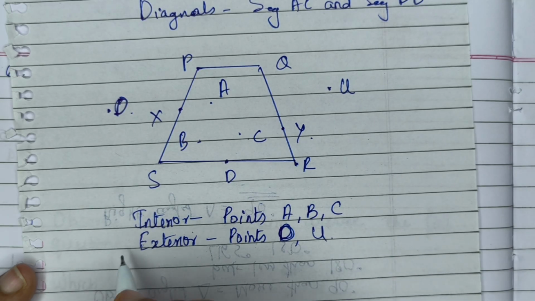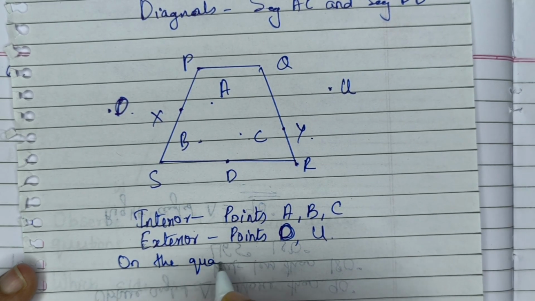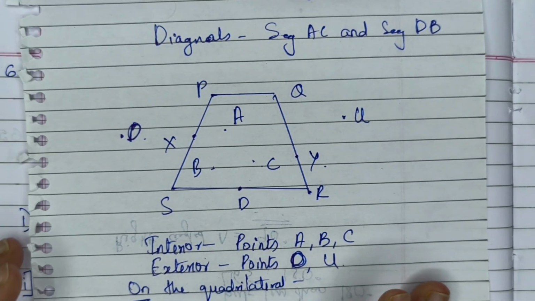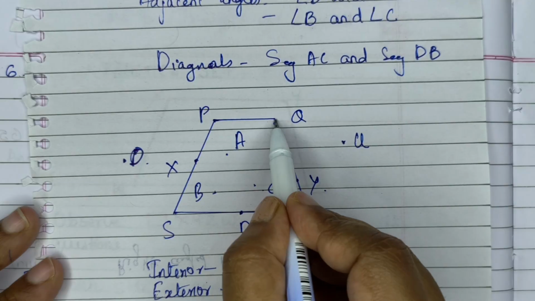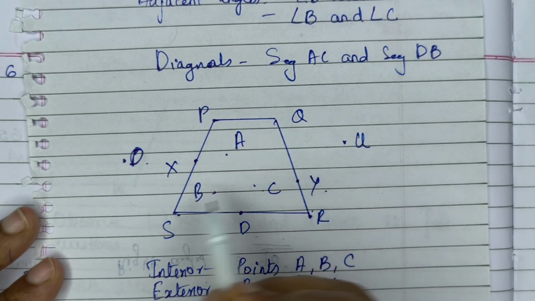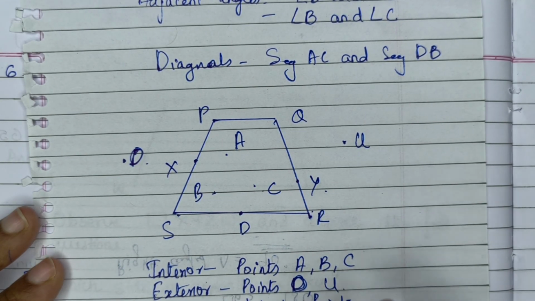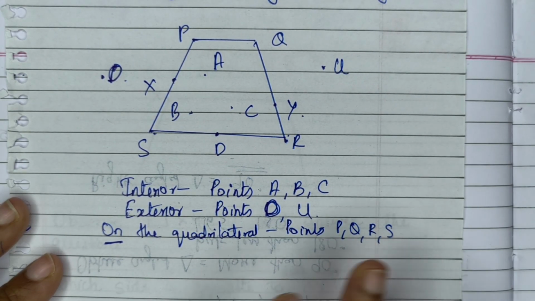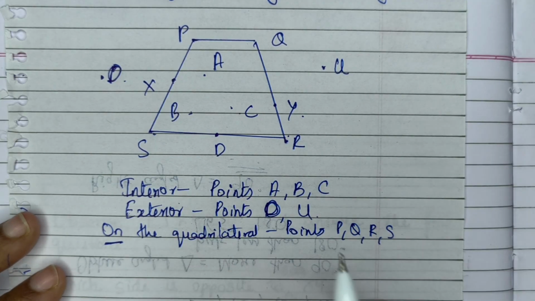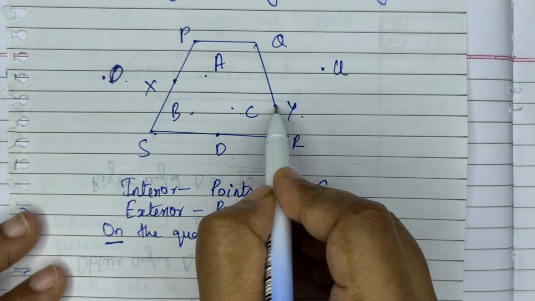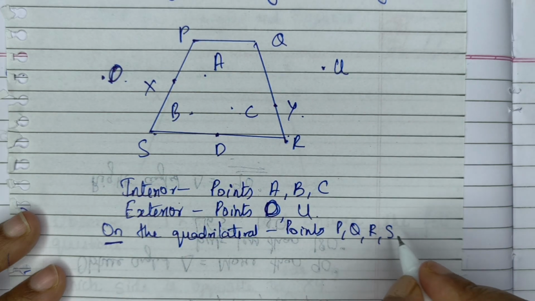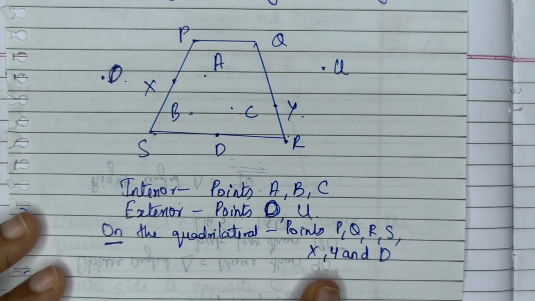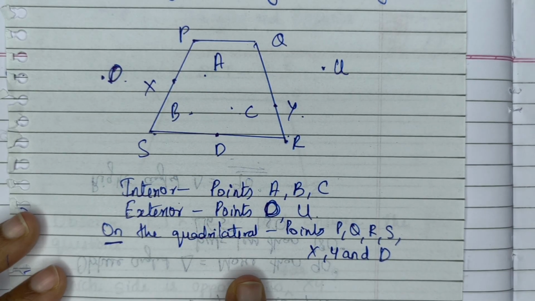Now if they say on the quadrilateral, on means which are on it. First of all, see the points which are on it. P, Q, R, S are on it. So write points P, Q, R, S. Other than that, which are the other points you can see on the quadrilateral? X is there, Y is there and D is also on it. So you can write X, Y and D. Understood? On the quadrilateral. Another question may be asked, the quadrilateral region.